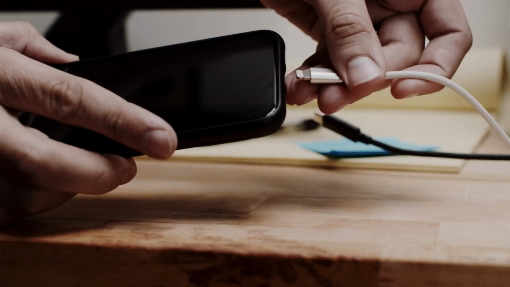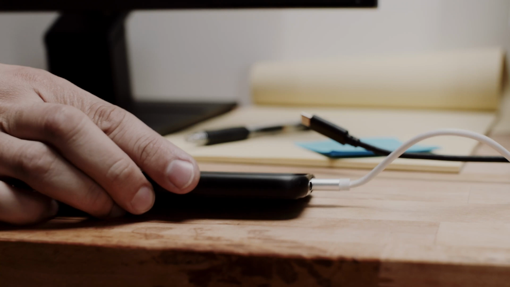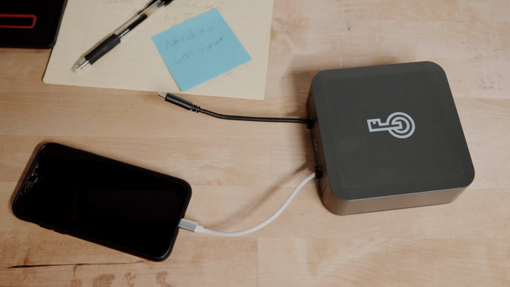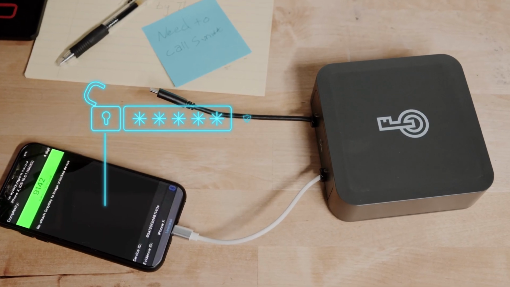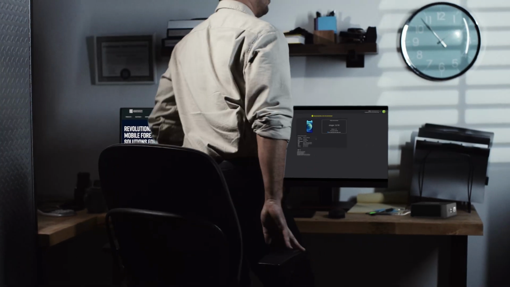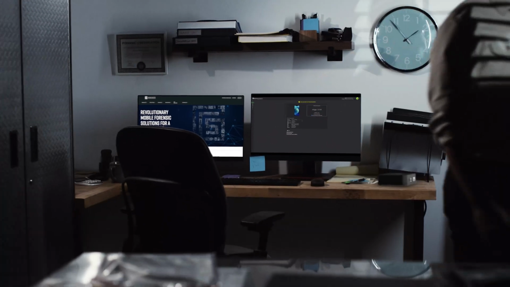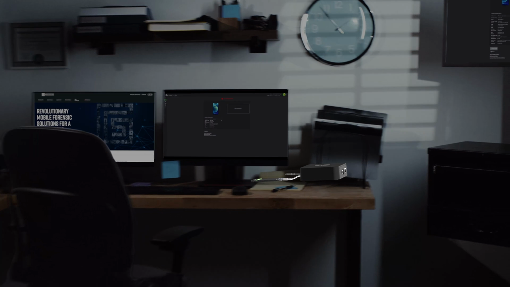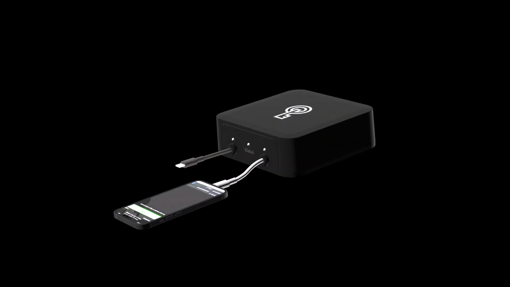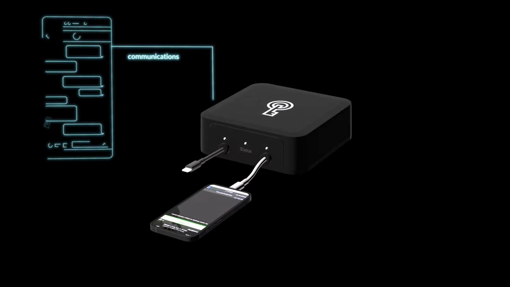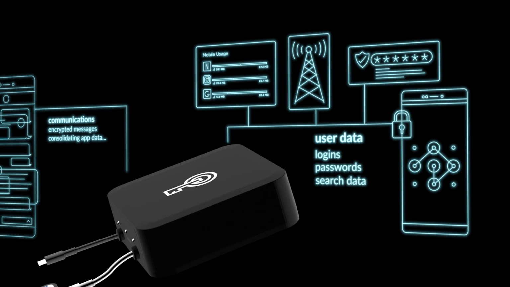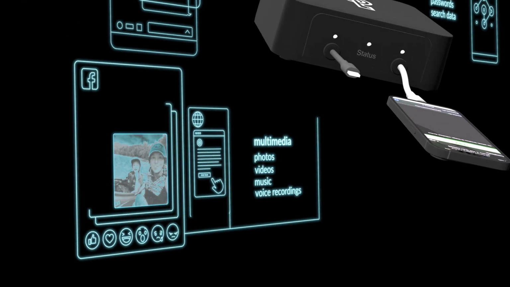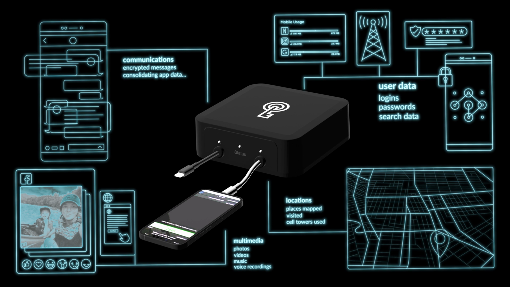Simply plug a suspect's or victim's phone into GrayKey, and GrayKey is on the case. Even for the latest iOS and Android devices, easy to use, GrayKey extracts data other tools can't, even from encrypted applications often used by perpetrators to communicate. Communications, user account data, multimedia, and locations. The data is all there.